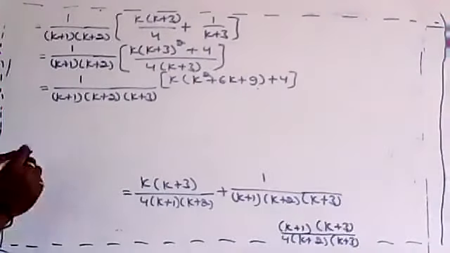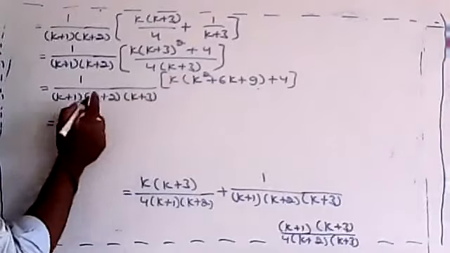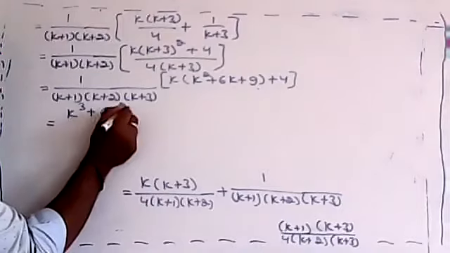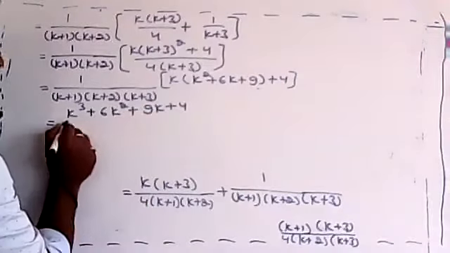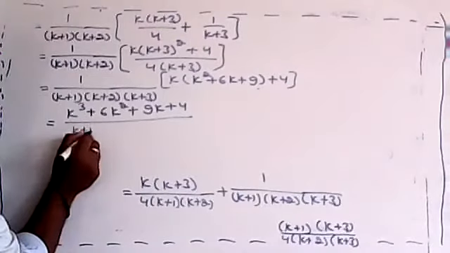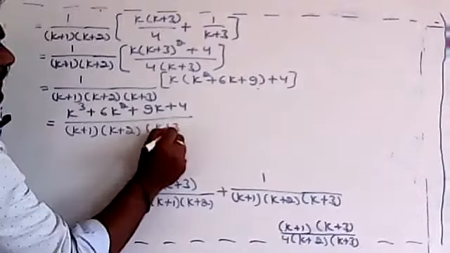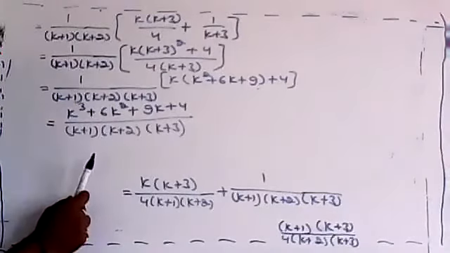Okay. Next step is what? So I'm taking this side multiplied by k. So k into k square is what? K cube plus k into 6k is what? 6k square plus k into 9 is what? 9k plus 4 divided by what? K plus 1 into k plus 2 into k plus 3. Correct? Clear? Any doubt on this one step? Okay. Clear this one? Okay.